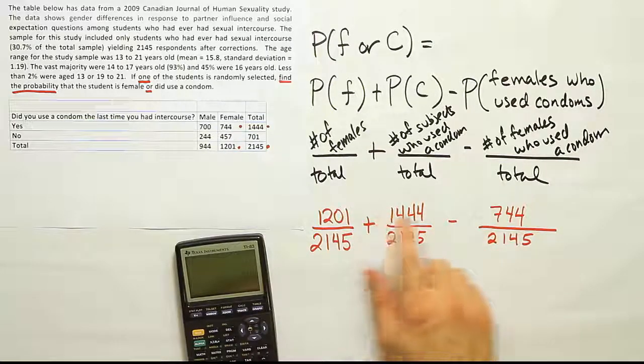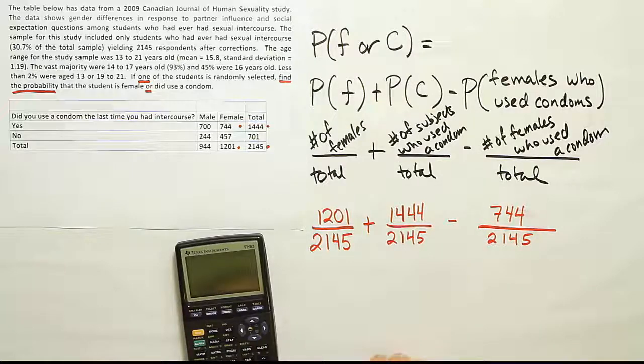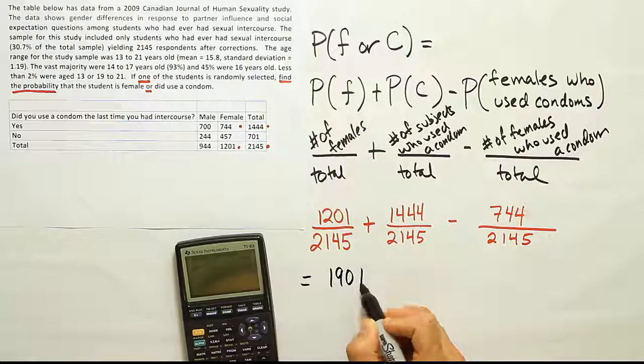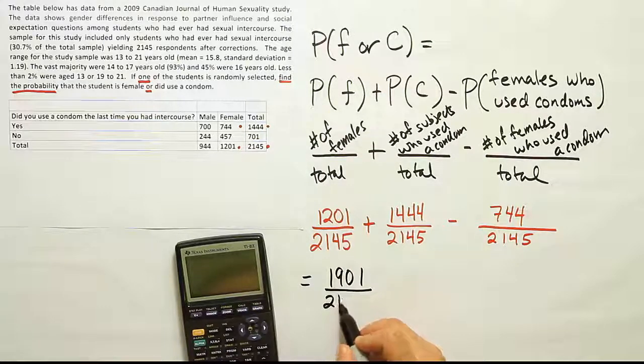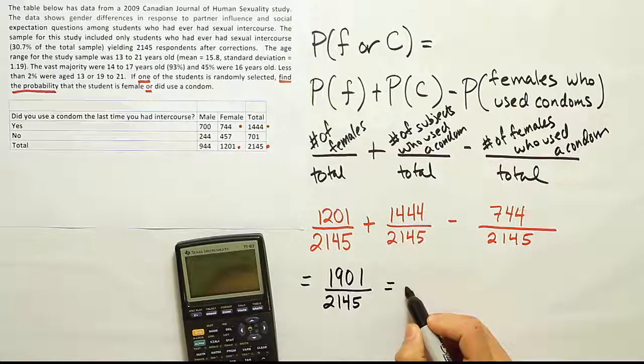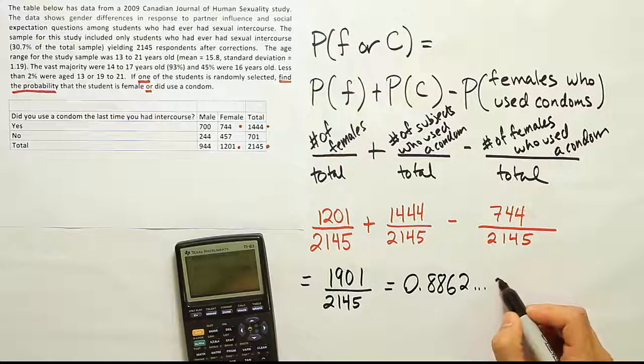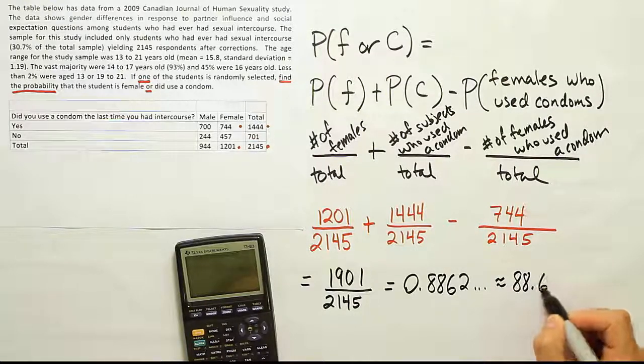All right, and the last step, the final step then, is to go ahead and take our calculator and just perform the arithmetic in the numerator and then divide at the end by the 2,145. All right, so let's see, it's 1,201 plus 1,444 minus 744. When you're done with that, you get the value 1,901, and you will divide by that total of 2,145. And if we do that, we get 0.8862... So approximately 88.6 percent.